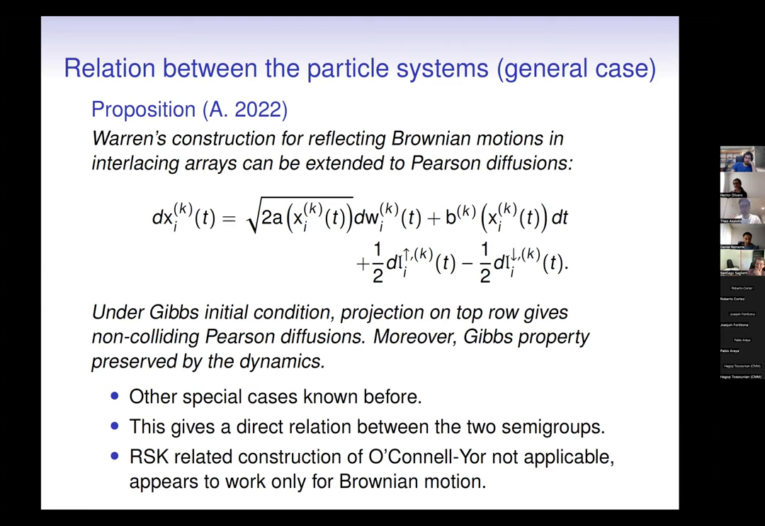And I should say, an interesting thing is this RSK-related construction by O'Connell and Yor, which was heavily developed by O'Connell in directions related to things like the quantum Toda lattice and things like that, which are different models, and there are interesting connections there. That type of construction only involves n Brownian motions, instead of n times (n plus 1) over 2, because here every particle has an independent Brownian motion. That construction doesn't, as far as I can tell, work for this random matrix model. It only works for Brownian motion.